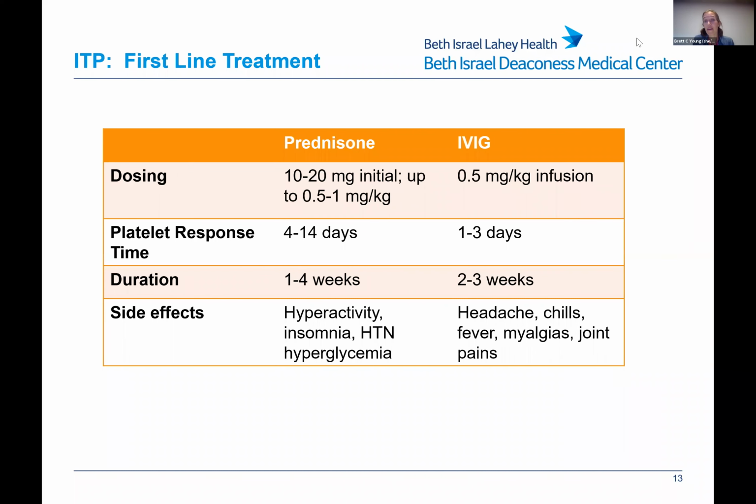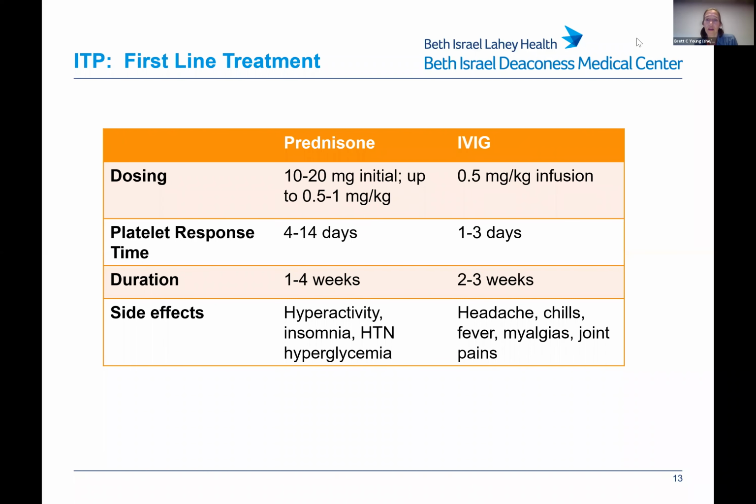When we think about IVIG, the typical starting dose is 0.5 milligrams per kilogram. It's an infusion, often takes a couple of hours depending on the patient's weight. But the platelet response time is faster than prednisone, typically within 1 to 3 days. And the duration we believe is about 2 to 3 weeks, does vary over time, but 2 to 3 weeks. It's typically tolerated without many side effects, but the more common side effects that we would see would be headache, chills, fever, myalgias, or joint pains.